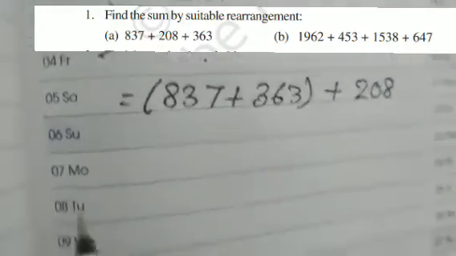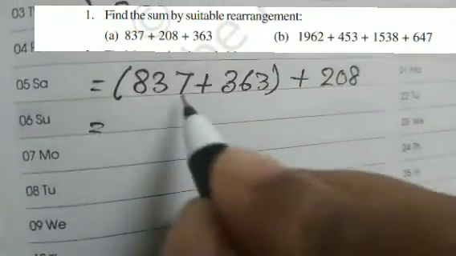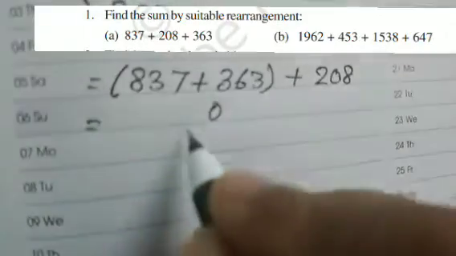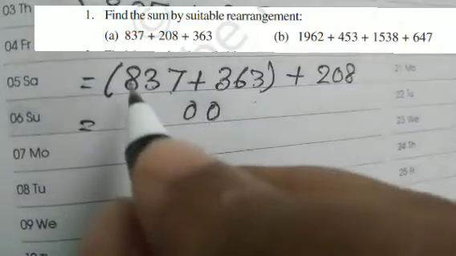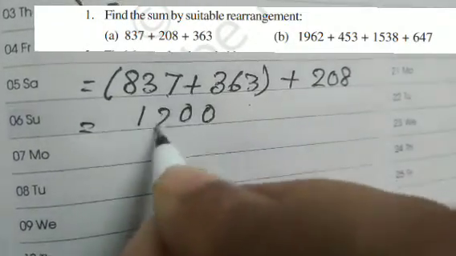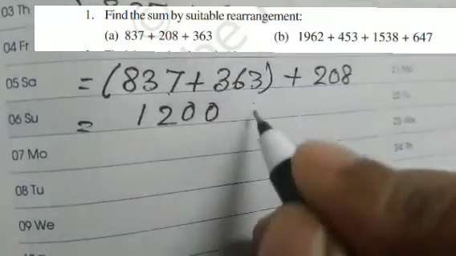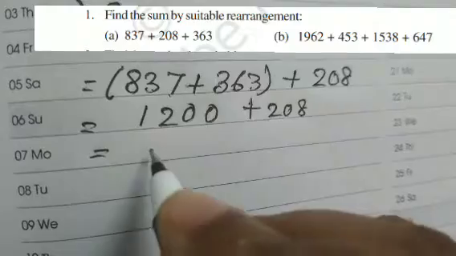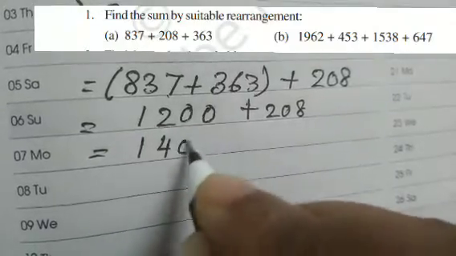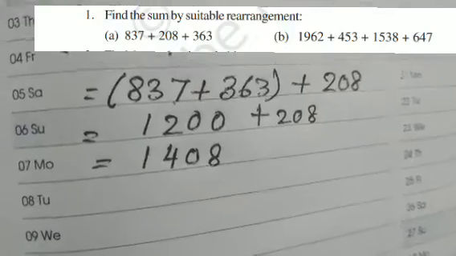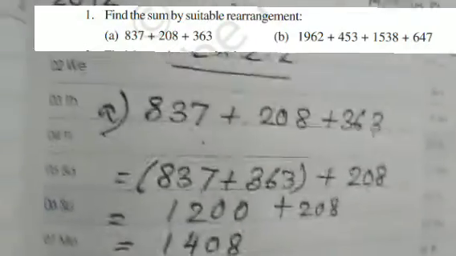will add 208. So 7 plus 3 is 10, carry 1. 6 plus 3 is 9, plus 1 is 10, carry 1. 9 plus 3 is 12, plus 208. So this will be equal to 1408. You see, it becomes very easy for me to add in this format. Let us do one more sum.